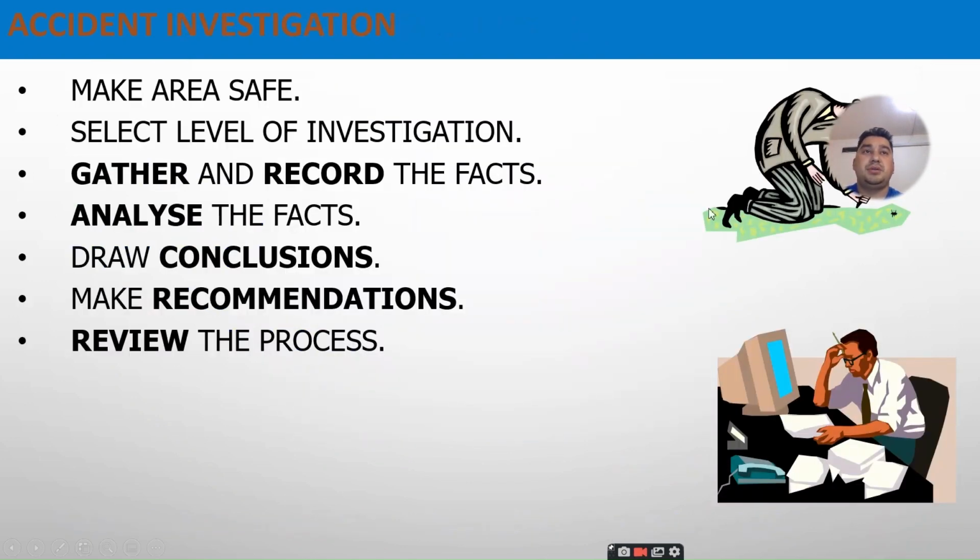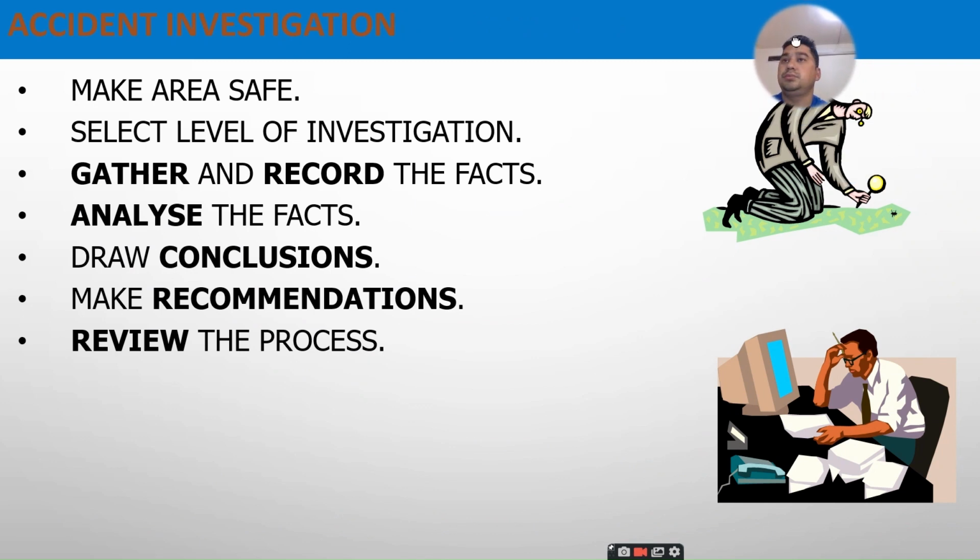Now, accident investigation. Make the area safe, select the level of investigation, gather and record the facts, analyze the facts, draw conclusions, make recommendations, review the process. These are the steps you have to follow whenever you are doing any accident investigation. The first step is to make sure that the area is safe, so no other person will get injured. One person or some people may already be injured. You have to make sure that the area is barricaded, so no one will enter that particular area and other people will not get injured.